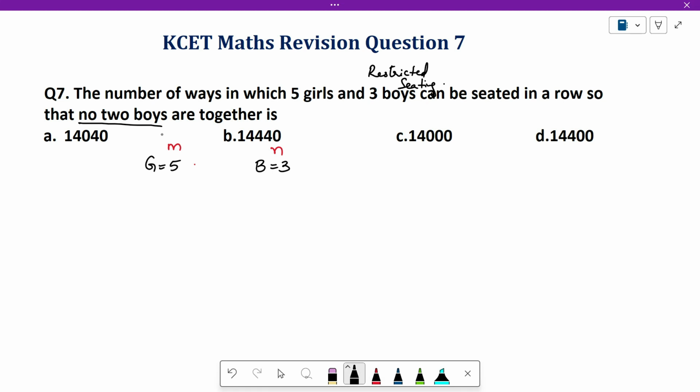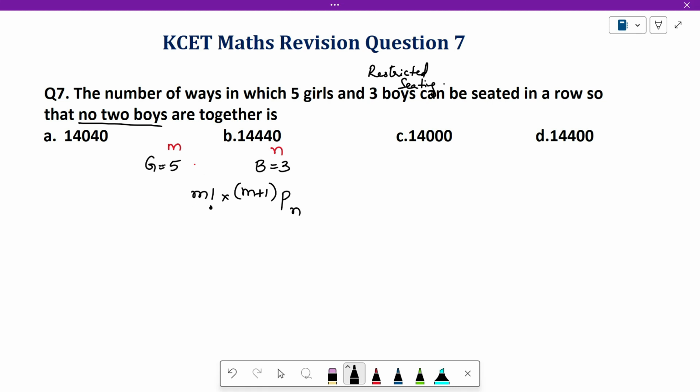Now the formula: for the group that does not have restriction, first take M factorial, into M plus 1 alternate positions. From these M plus 1 alternate positions, we need to choose any N positions for the boys to be seated. So this is a permutation, so you can take M plus 1 P N. This is the formula for this type of question, where there are two groups of people and one group has restrictions upon their seating, that is, none of them are supposed to sit together.